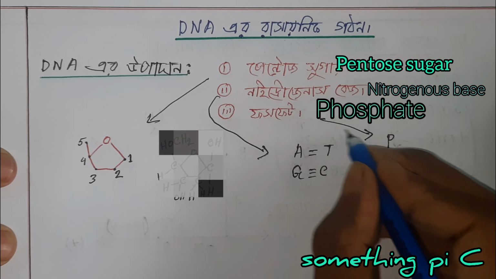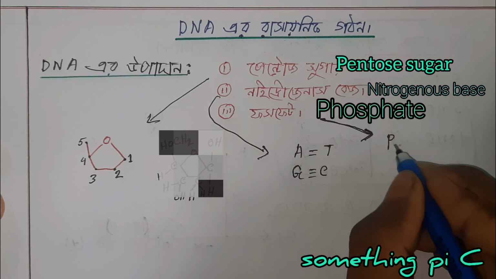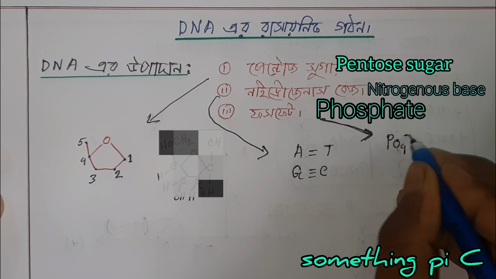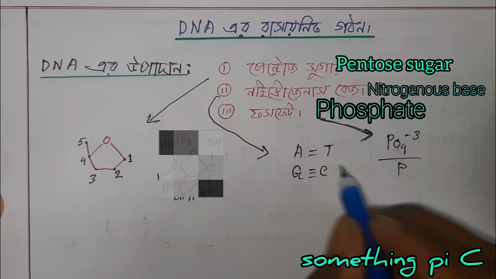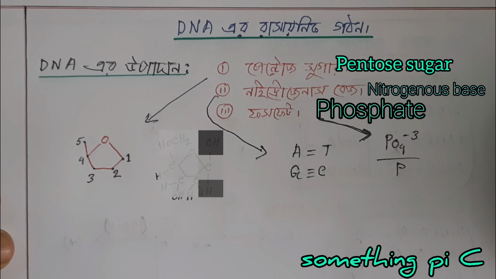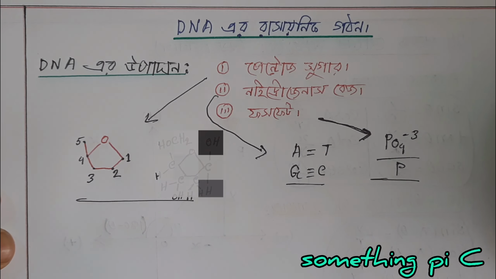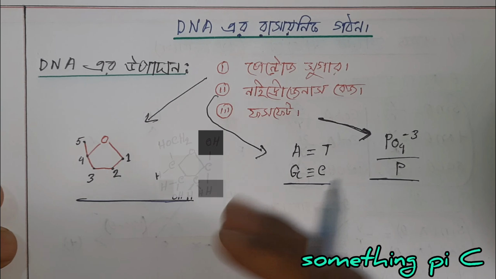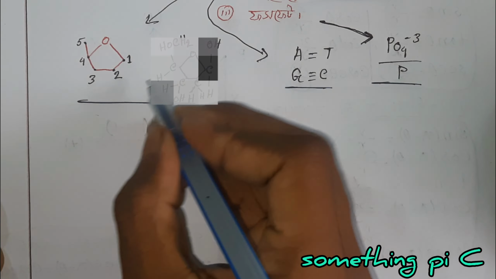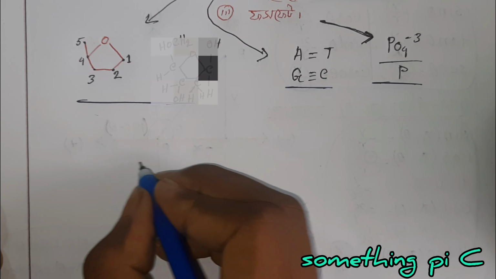Now if we want to see the nitrogenous bases in DNA, there are 4 types: adenine, guanine, cytosine, and thymine. Adenine and thymine are connected with 2 hydrogen bonds, and guanine and cytosine are connected with 3 hydrogen bonds. And phosphate, PO4 3-, this is the phosphate.